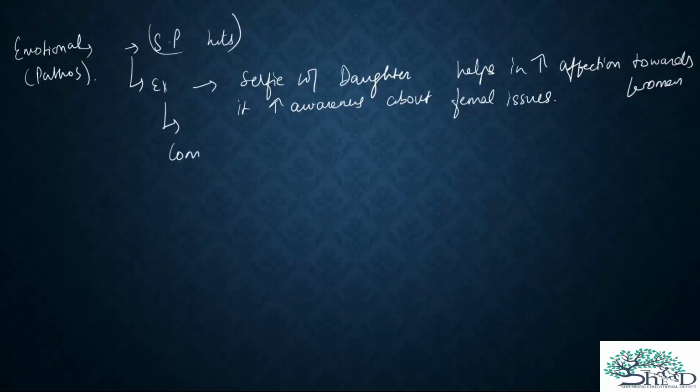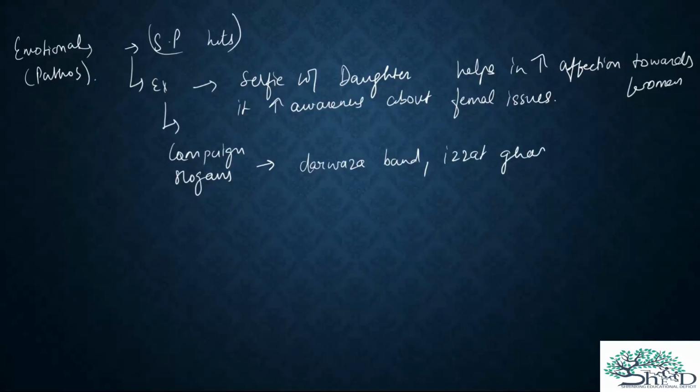Then there is another way by which we can basically appeal to the emotive part of people: catchy slogans. Like what? Darwaza Band, Izzat Ghar, and these things are being used under Swachh Bharat Abhiyan for open defecation. Ring the bell campaign for domestic violence.